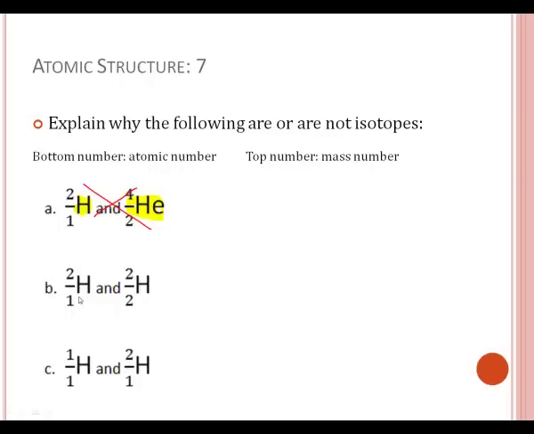In this second example, we see that we have both hydrogen, so that's good. But take a look at this bottom number. The atomic number of hydrogen is 1. So both of these should have 1 on bottom. They should have the same atomic number. But because this has a different atomic number, it means that these guys aren't isotopes. This is written wrong. This should be a 1 instead of a 2.